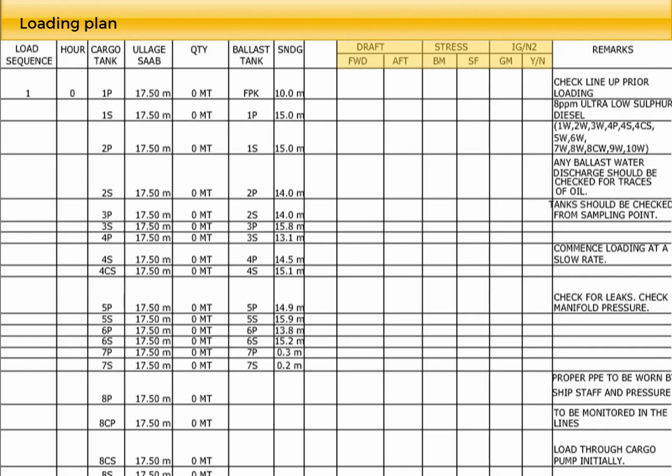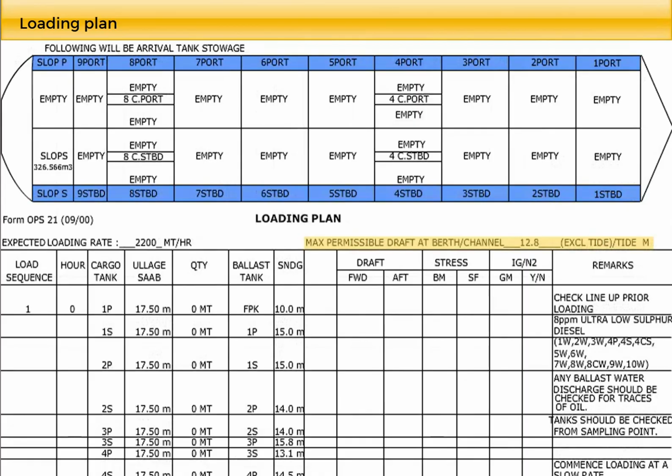The ship's draft fore and aft and the shearing force and bending moments on the hull when each stage is reached are calculated in advance using the loading computer and shown on the loading plan time bar. These calculated drafts and stresses ensure that the ship's hull remains within the permissible limits as prescribed in the class-approved loading manual.